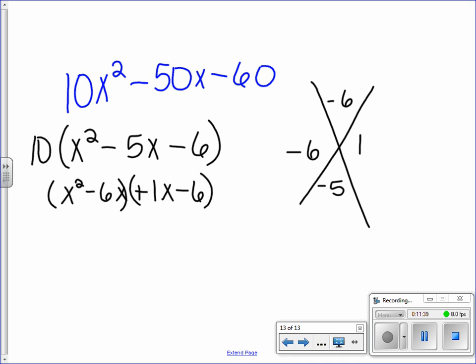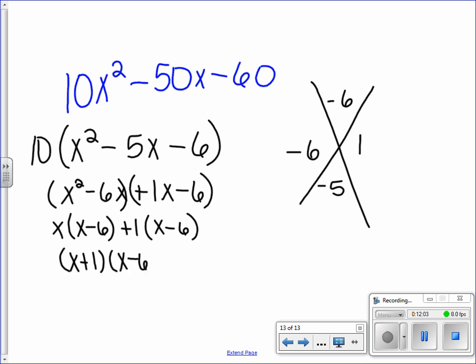Here I can take out x. So negative 6 and 1 is taking the slot of the negative 5, because what's negative 6 plus 1? Exactly. So see, I didn't change anything, just how it looks. And then plus 1 right here. So that's x plus 1, x minus 6. Bring down the 10. That's it.